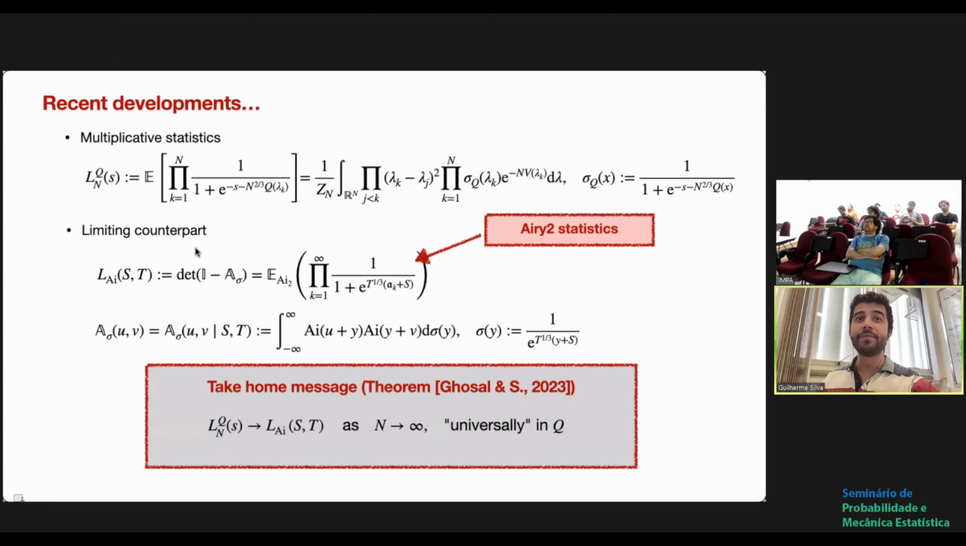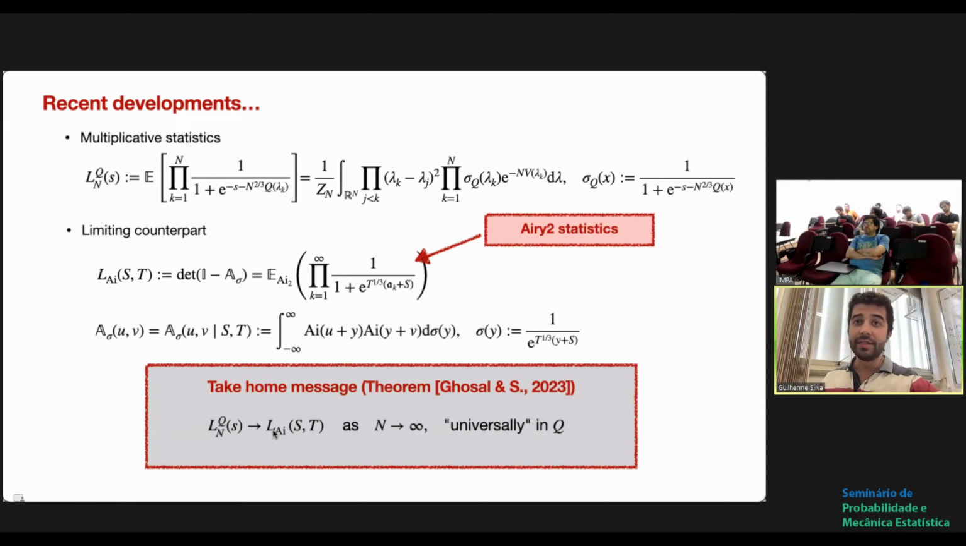So what is the theorem? We look at these multiplicative statistics for the random matrix model. Once you do the proper scaling, these multiplicative statistics of the eigenvalues converge to a certain function of two variables, S and T. S and T are just scalings of the small s and of the first derivative of Q. The first thing you will note is that the right-hand side doesn't depend on Q except for its first derivative. So this result is universal, first of all.